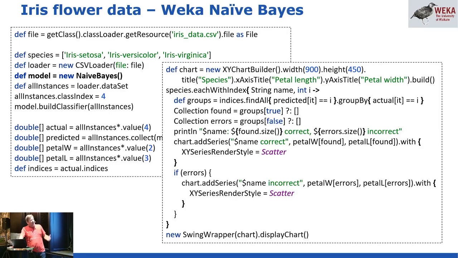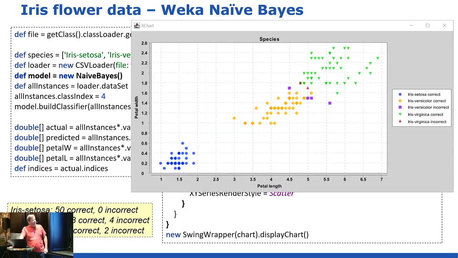We've got a little bit more code that's going to draw some pretty graphs for us. When we run it, we get this. So we've got four wrong for Versicolor and two wrong for Virginica. Otherwise, everything's right. You can see the four purple squares are the wrong ones for Versicolor here, and the two little red triangles are the ones that are wrong for Virginica. And it's not unexpected because they're the ones in the sort of overlap area, right?